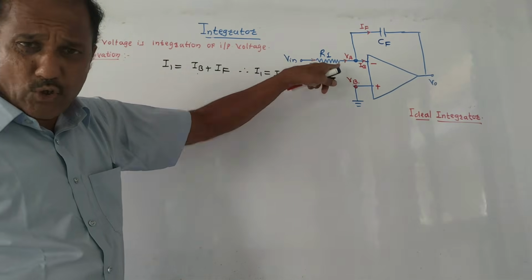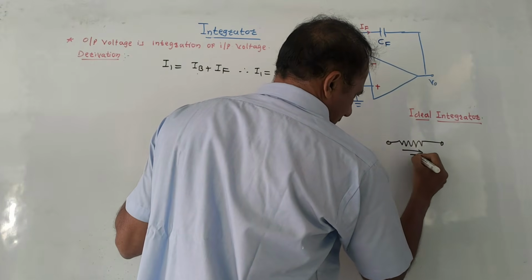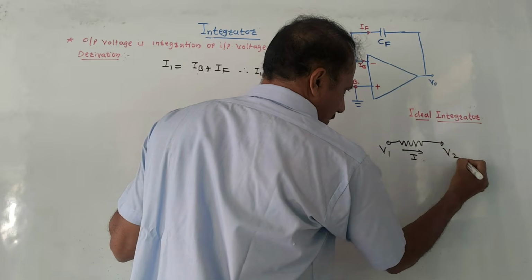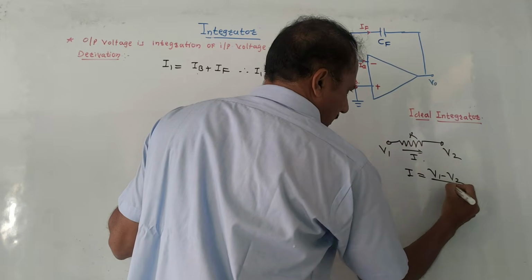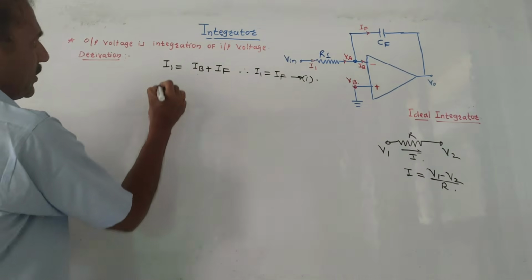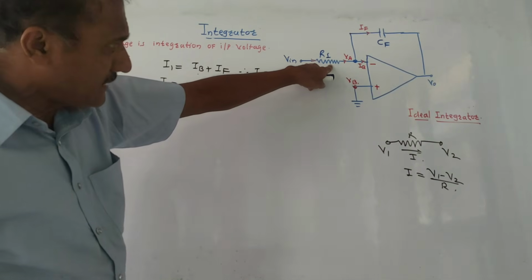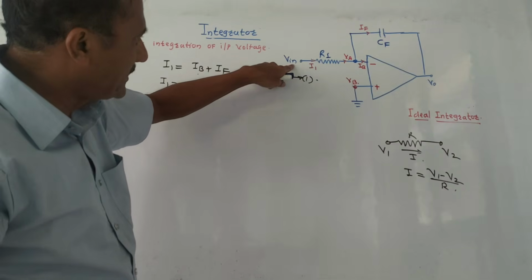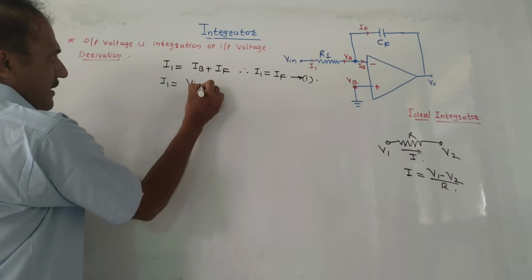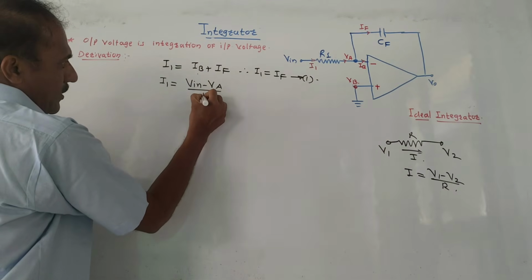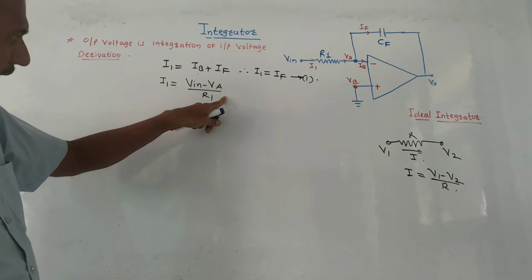Now any current, we know the rule. If there is a resistance through which current I is passing, here there is V1, here there is V2, then we know that the equation of current is V1 minus V2 upon this resistance R. Same technique we will be using. So equation of I1 can be written as, at one end of this resistance R1 through which I1 is flowing, voltage is Vin. At another end, voltage is VA. So it is Vin minus VA upon resistance R1. This is the equation of input current I1.